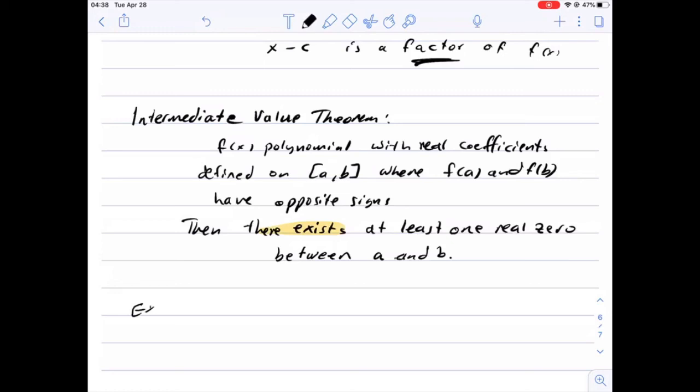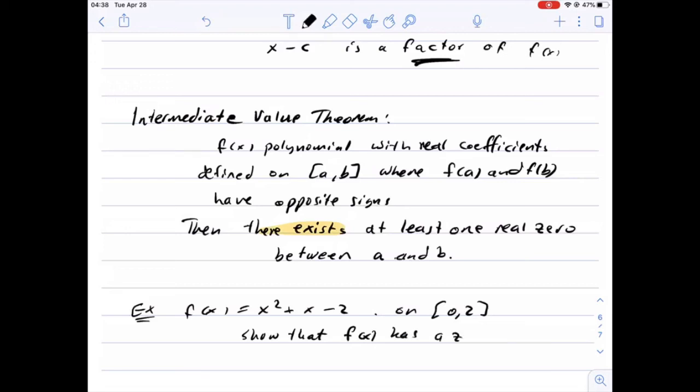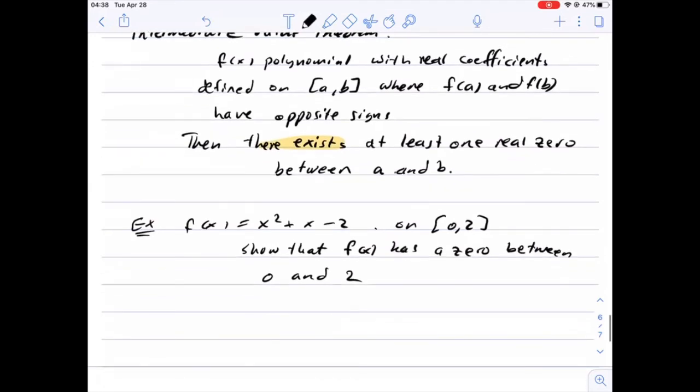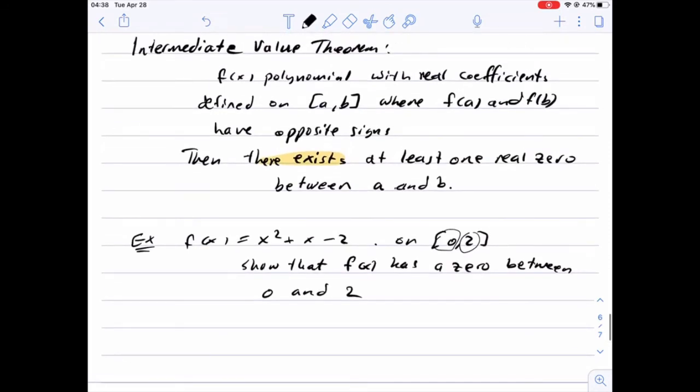Let's take an example. For example, if we have the polynomial x squared plus x minus 2, defined on [0, 2], we want to show that f of x has a zero between 0 and 2. So we want to show that there is a zero between 0 and 2. In this case, what we need to do is to test f of 0 and f of 2 and see if they have opposite signs. So f of 0, just substitute 0 here, you get negative 2. This is less than 0. f of 2 is 2 squared is 4 plus 2 is 6 minus 2 is 4. It's greater than 0.